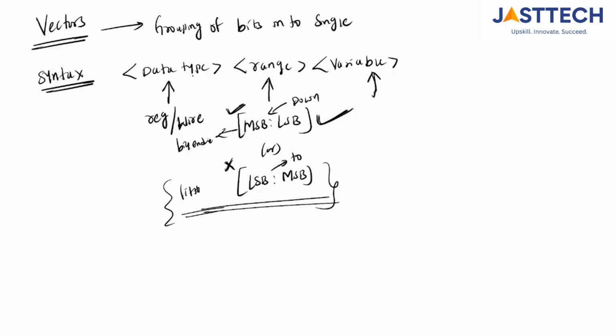The index will change. If you consider LSB to MSB, suppose 4 bits, it will start from here: 0, 1, 2, 3. This becomes LSB and this becomes MSB. We mostly will not prefer this, but indexing will also change. Is it fine? Okay.